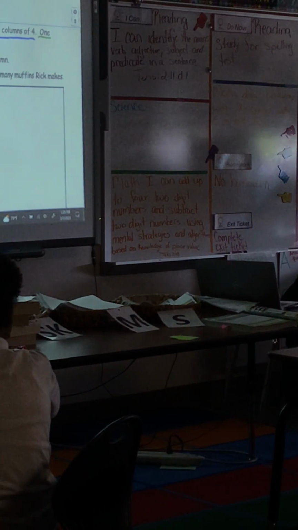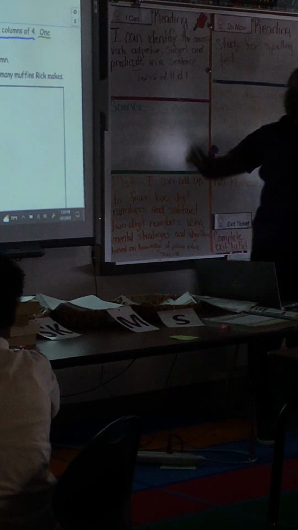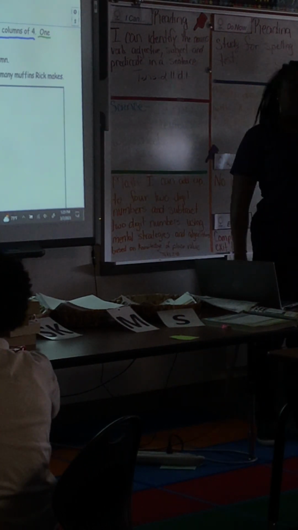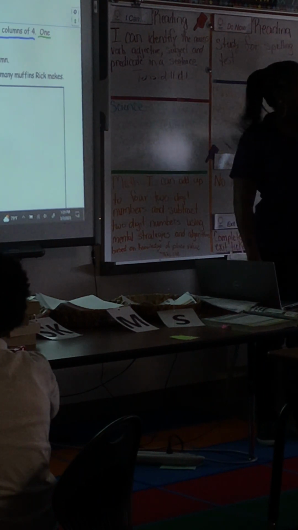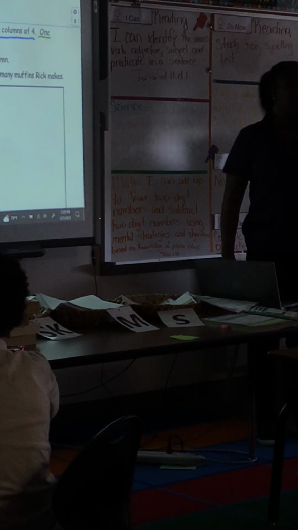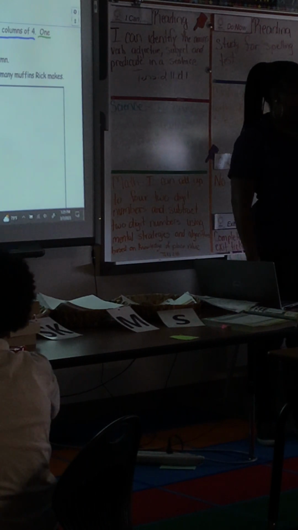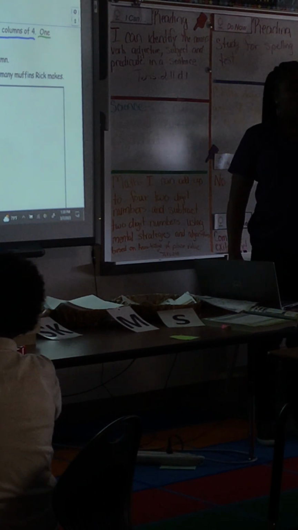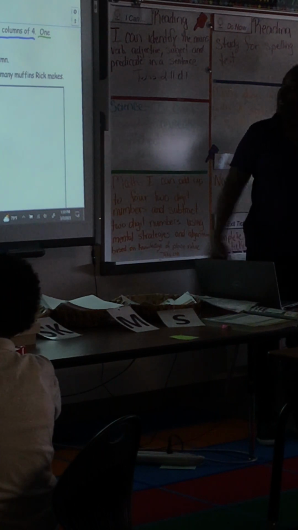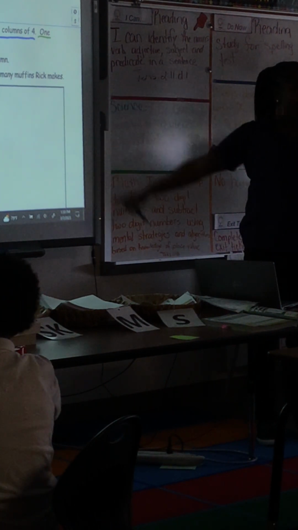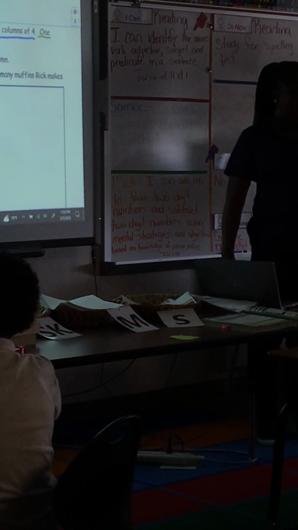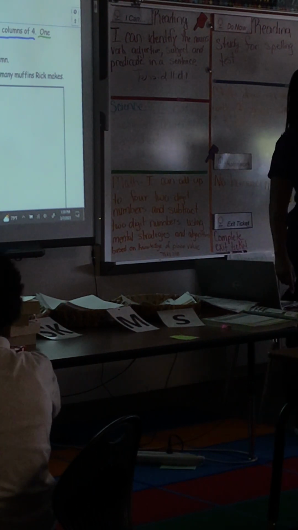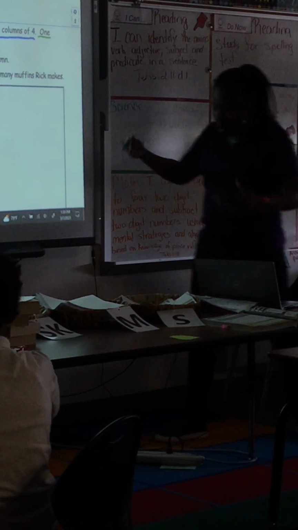Let me ask you a question. We have 2 columns of 4s that are already filled, and we have 1 column of 4s that is empty. How many columns do we have? 3. How did she get that? 2 columns of 4s, that's 1, 2, and then one of those columns is what? Empty. So let's draw that first.